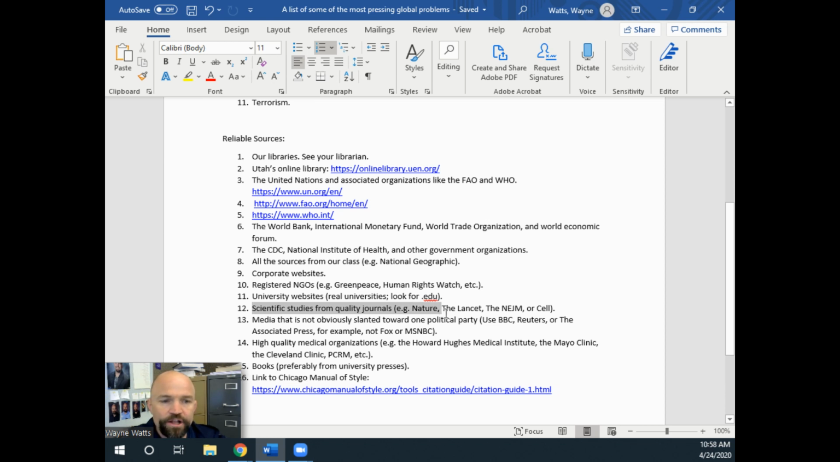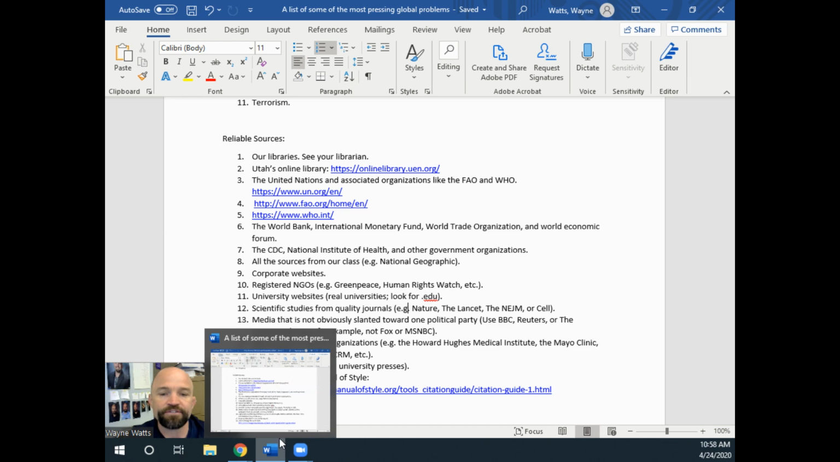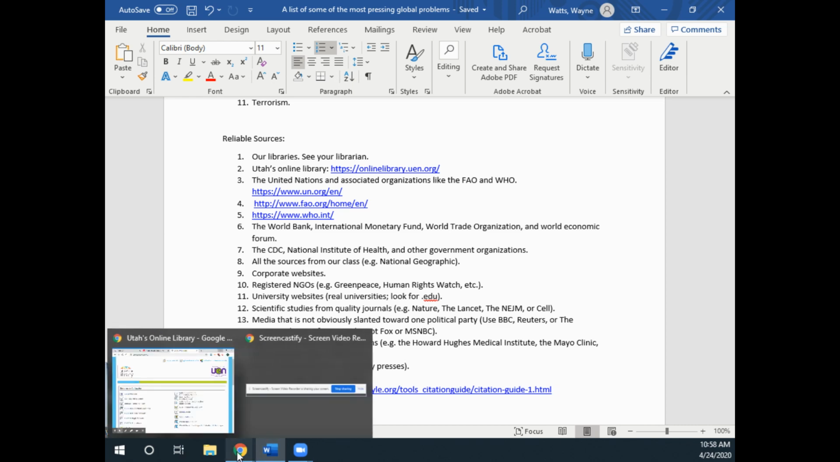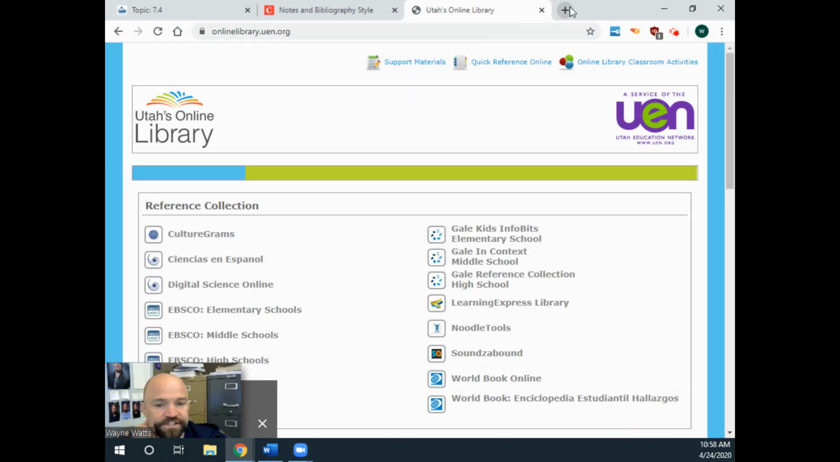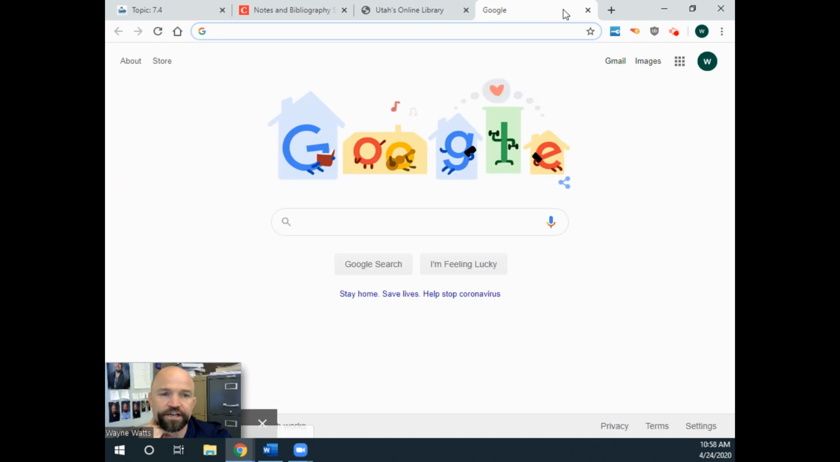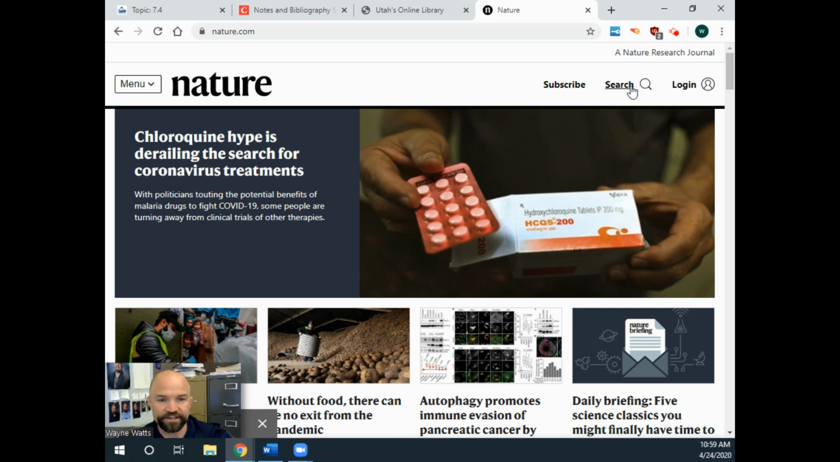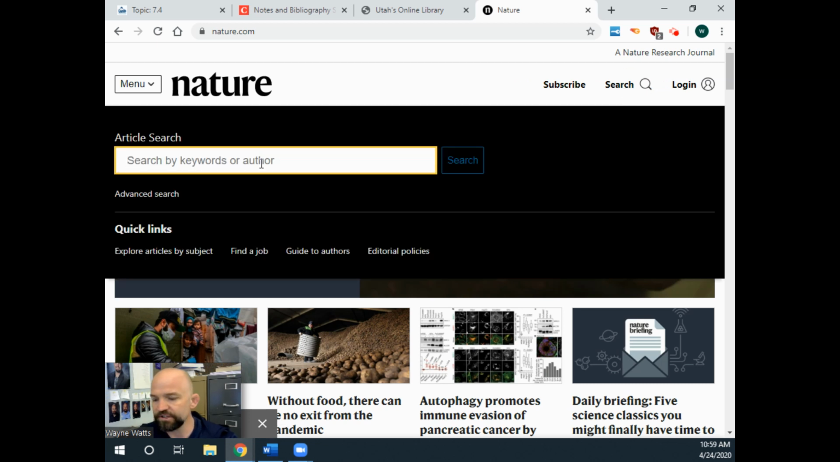Scientific studies from quality journals are to be considered reliable sources for our class. However, that being said, with most scientific studies, as a 15 or 16-year-old kid, it's just not likely that you're able to fully comprehend all of the information. But let's say you were looking for information from nature.com, right? All of this is to be considered reliable sources.